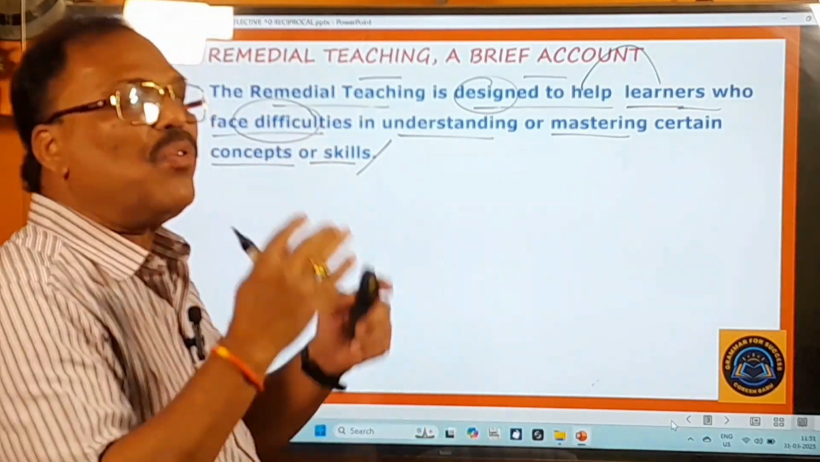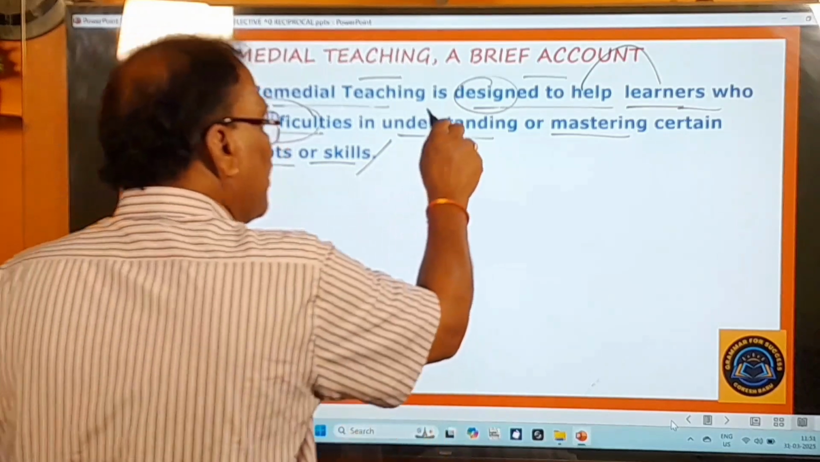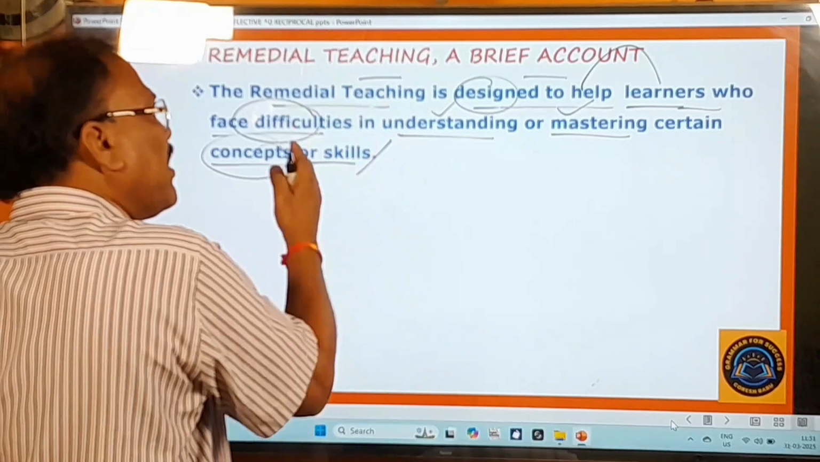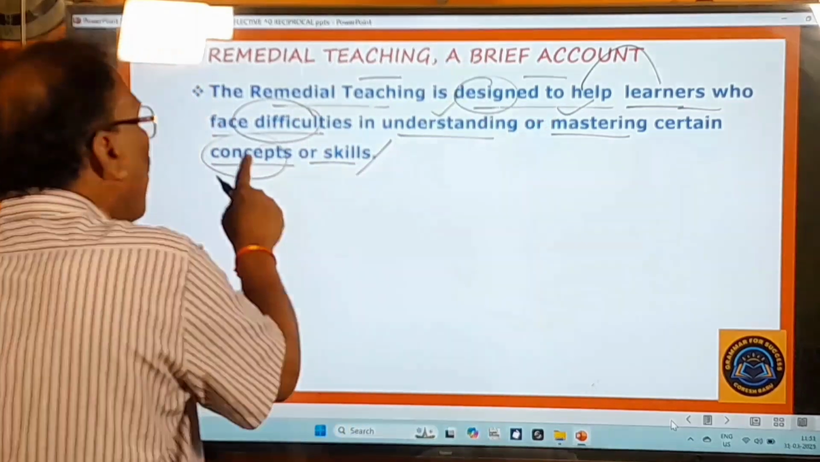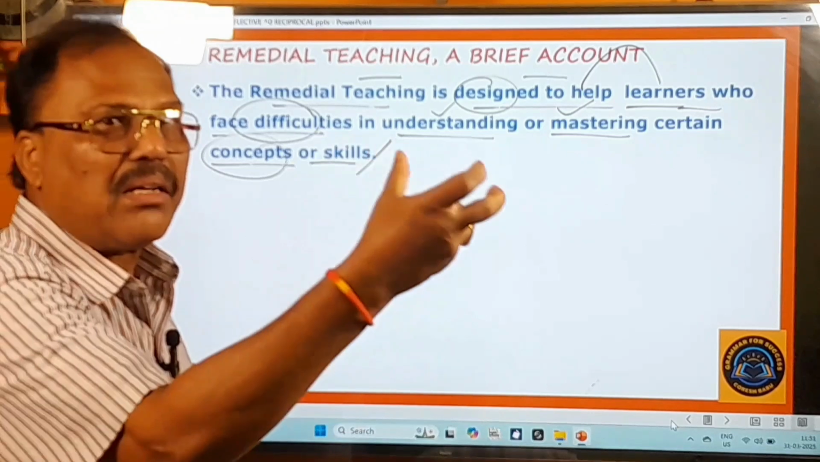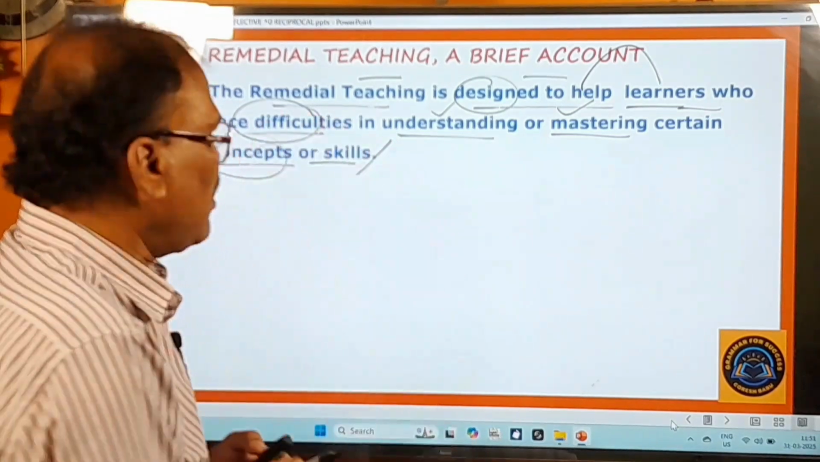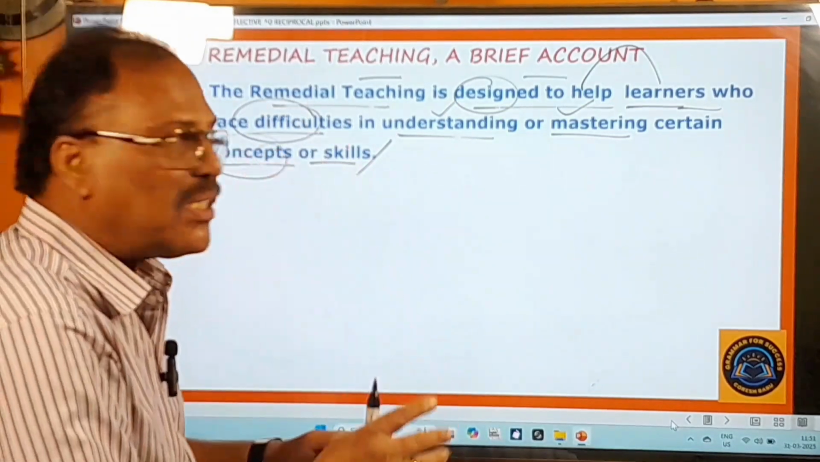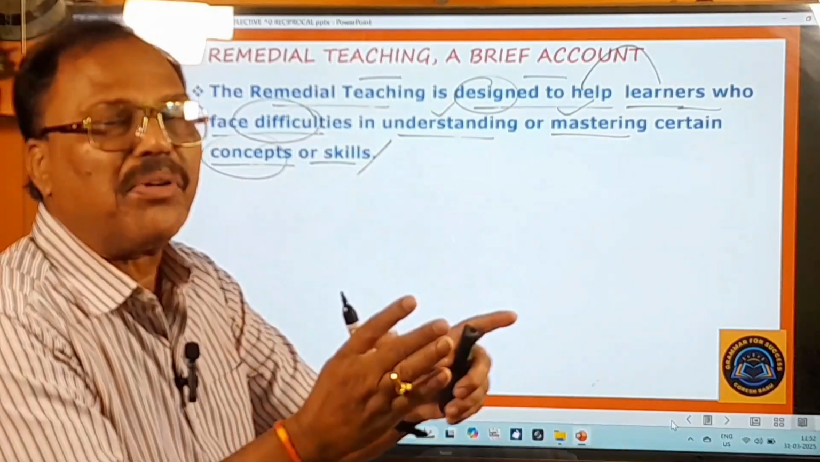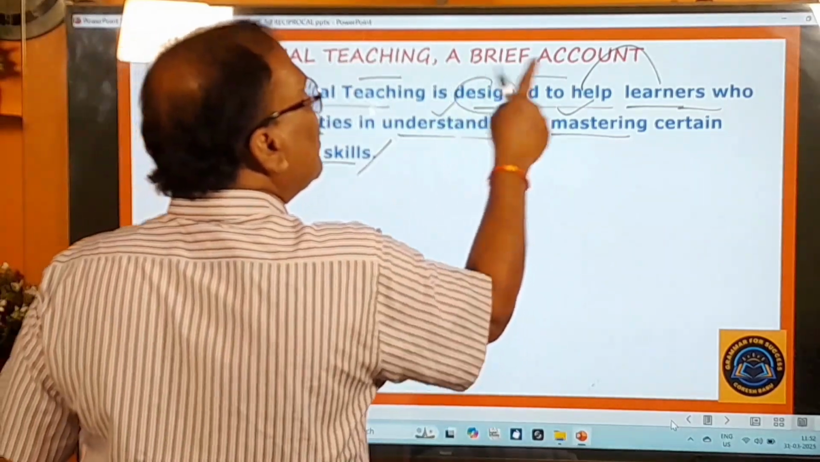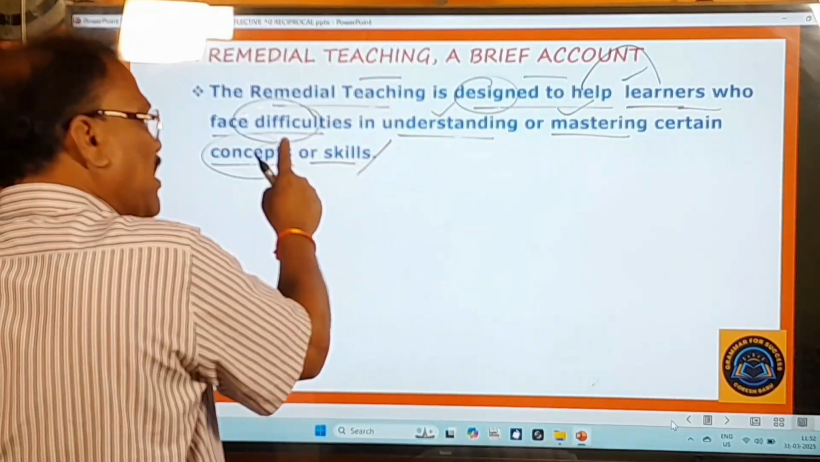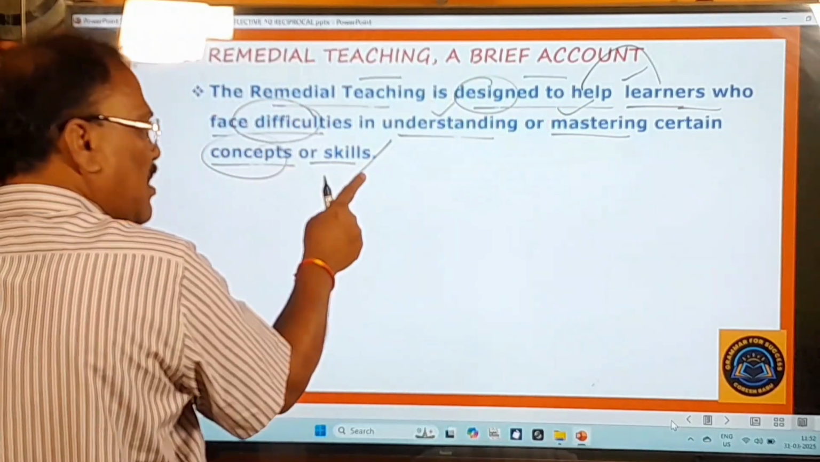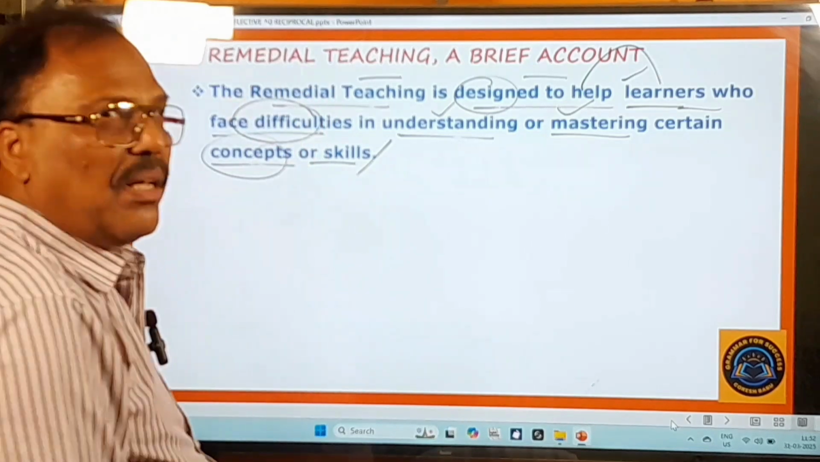Who face difficulties means who face problems in understanding or mastering certain concepts. So the students who face difficulties in understanding or mastering certain concepts. Concepts means what? Ideas, thoughts or theories, whatever you can say. So in understanding or mastering certain concepts or certain skills, for such students this remedial teaching is going to help. So here this remedial teaching aims at helping those learners that face difficulties, that face problems in understanding or mastering certain concepts or certain skills. So this is all about this remedial teaching.